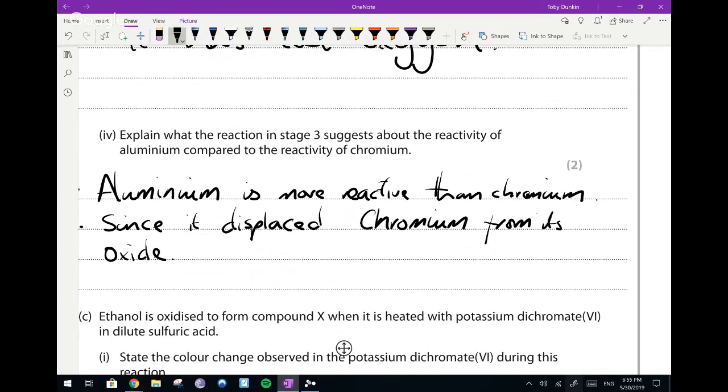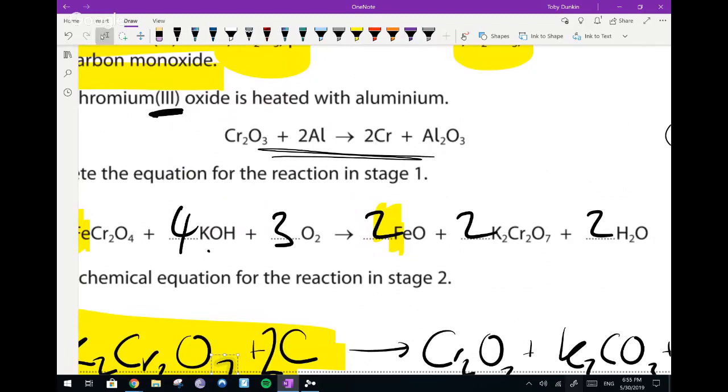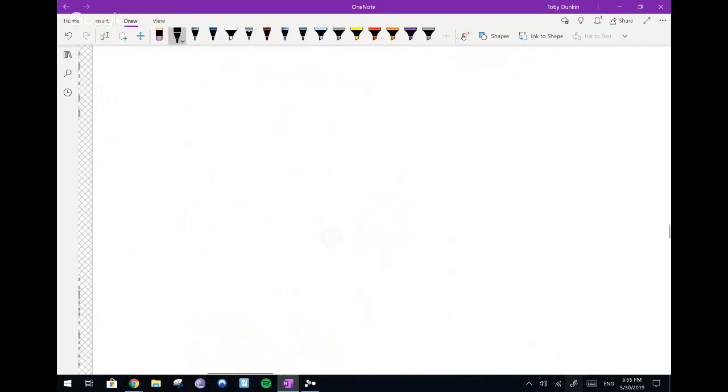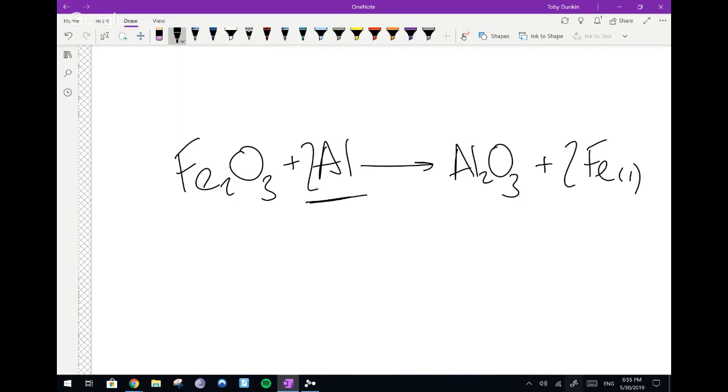Next, explain what the reaction in stage 3 suggests about the reactivity of aluminium compared to the reactivity of chromium. Right, well, guys, I love what they've done here, because this reaction is a clever spin-off of the thermite reaction that I showed you last year. Thermite is when you use iron 3 oxide and aluminium powder. And aluminium is far more reactive than iron, so it steals the oxygen, and I form iron metal, and the iron comes out liquid. Very unusual, that. It's very, very, very exothermic. Hot enough to be able to melt steel at 1600 Celsius. It's crazy hot. Balance the equation, can't not. But this is because aluminium is far higher in reactivity than iron.